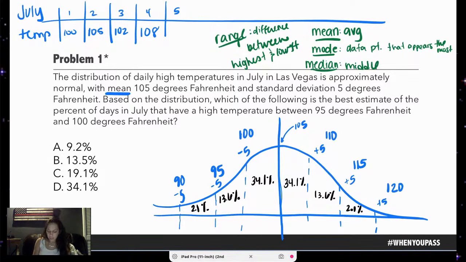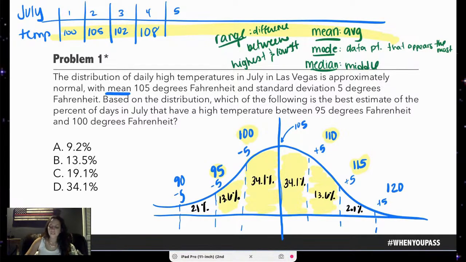That means that 34.1% of my data points of the temperatures in July are going to be between 100 and 105. 34.1% of my data points are going to be between 105 and 110. 13.6% of my data points are going to be between 110 and 115. 13.6% are going to be between 95 and 100.